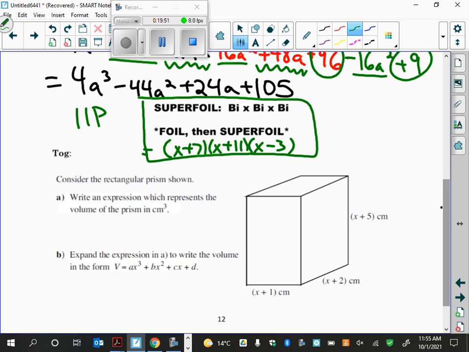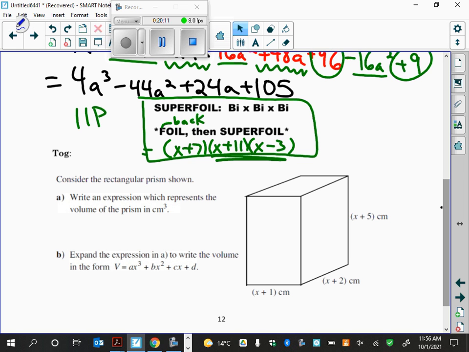And what we're saying is you FOIL the back binomials first, and then SuperFOIL. If you FOIL the first two, that's fine, you'll get the same answer. It's just easier to have a binomial times a trinomial as your next step.